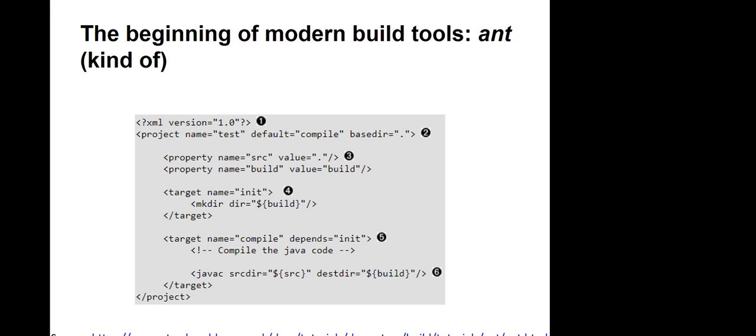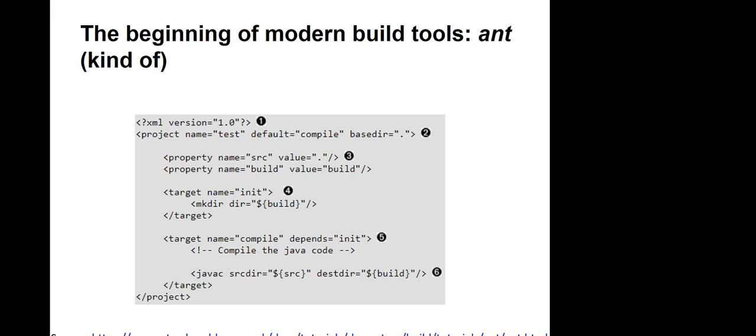So we have two targets here that you can run. One is compile, and it's written like this: an attribute of the target is compile as the name, and it depends on init. So you can chain different targets. So what does this target actually do? Well, it runs Java, the Java compiler.